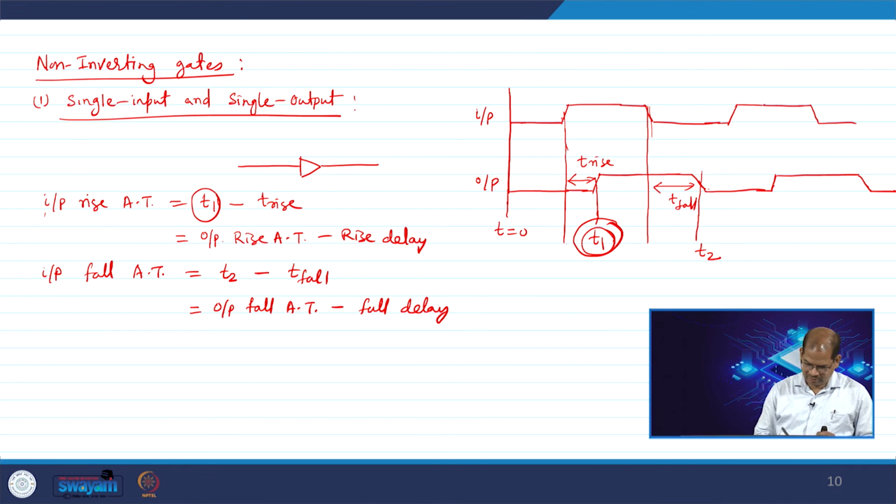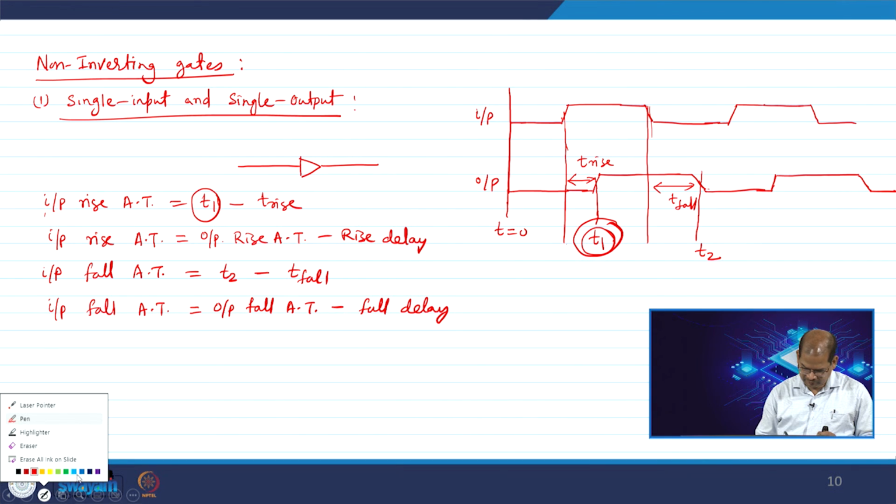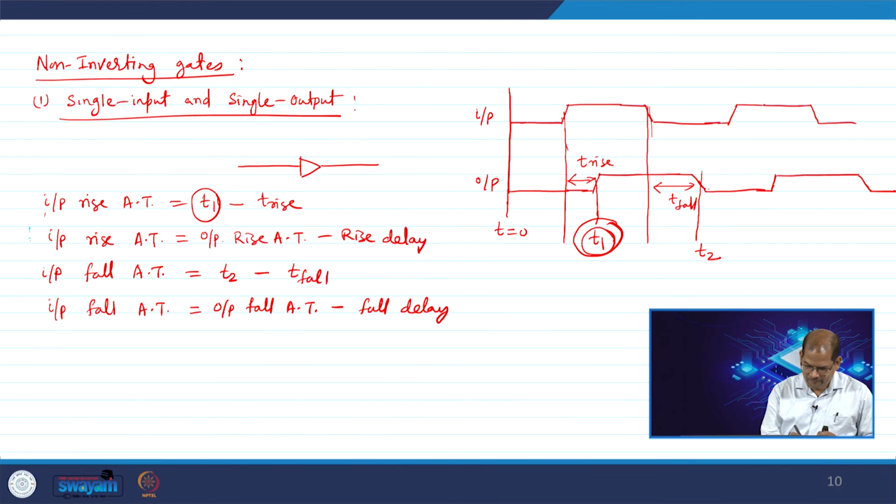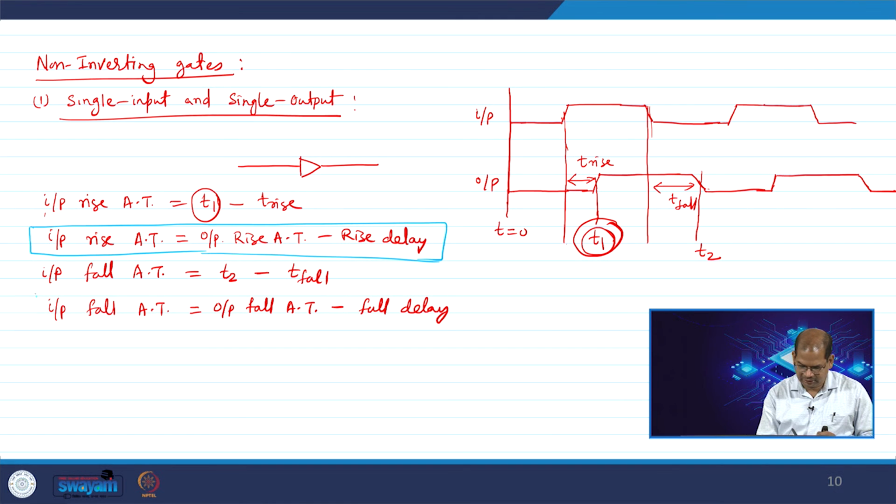So, these two are the important formulas: the input rise arrival time and the input fall arrival time. If I have to put this in a box, I will put this in a box.